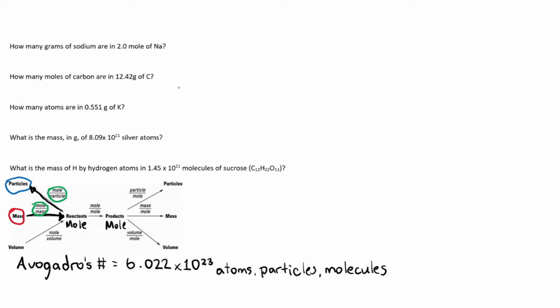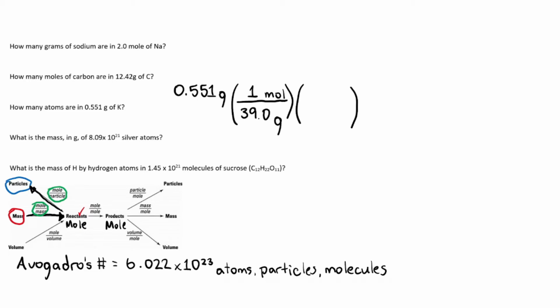So we have 0.551 grams. Grams need to be in opposite position so they can cancel. And we have mole on top. So potassium, for every 1 mole of potassium you get 39 grams per 1 mole. And now that we're in moles, we're here now. Now we want to go to particles.